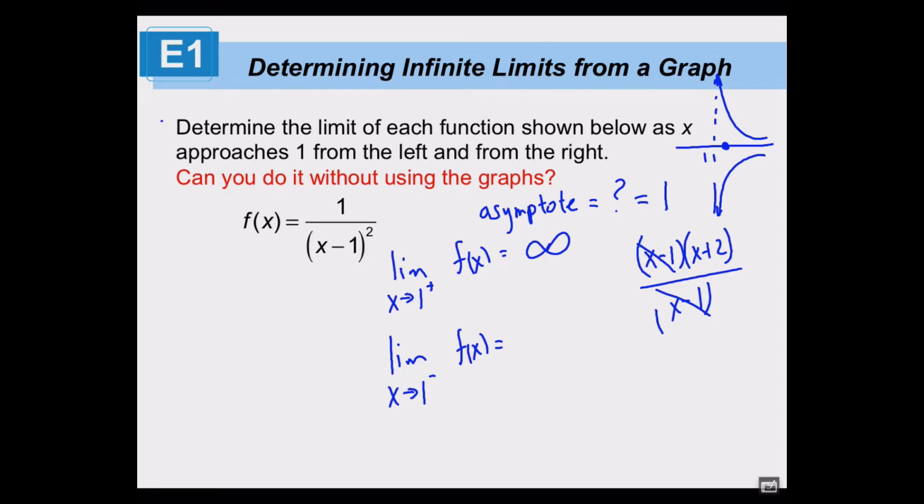No showboating. What about 1 from the left? What would be a good number to the left of 1? Negative 2, 0, negative gabillion. Okay, let's put in negative gabillion. What's negative gabillion minus 1? Negative gabillion minus 1, which when you square that, is positive, and therefore positive.